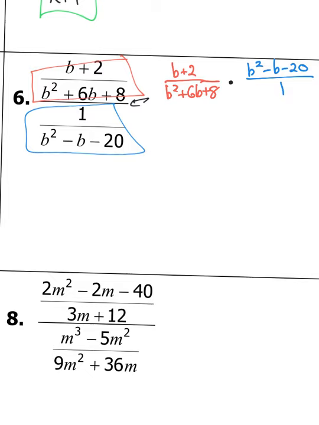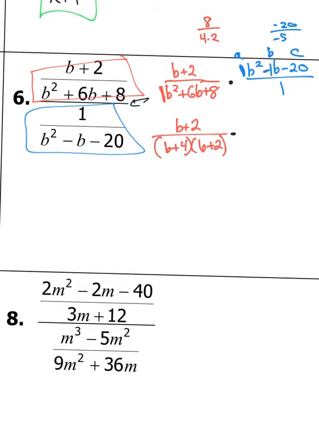Now I'm going to go ahead and factor. B plus 2 up top. I have a trinomial with an a of 1. So what are my factors of 8 that add up to 6? That's 4 and 2. And same thing over here. Again, factor the trinomial with an a of 1. So what are my factors of c that add up to b? So factors of negative 20 that add up to negative 1. That'd be negative 5 and 4. So b minus 5, b plus 4.